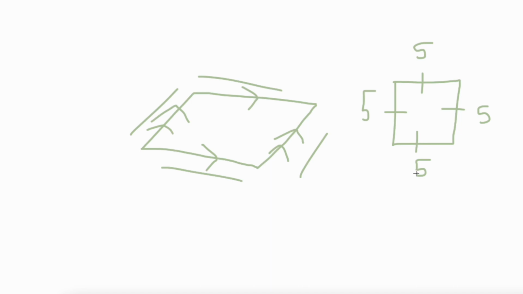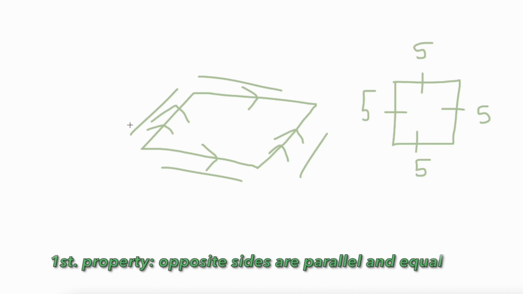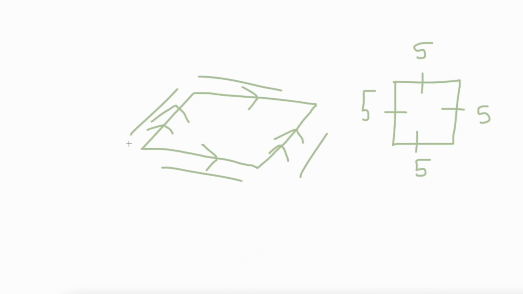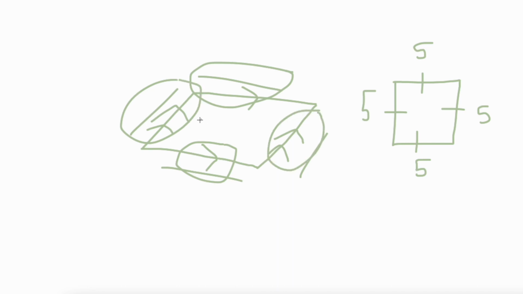We've already covered the first property, which is that the opposite sides are parallel and they're also equal. So as I said before, this side is parallel to this side, and this side is parallel to this side. Opposite sides are always parallel. And this side is also equal to this side, and this side is also equal to this side. In a parallelogram, the sides do not all have equal lengths, so it does not have the same property as a square. Only opposite sides are equal.